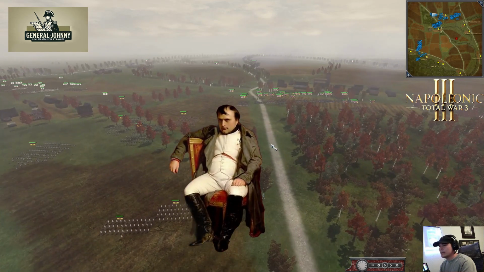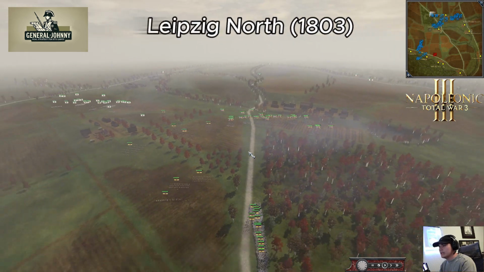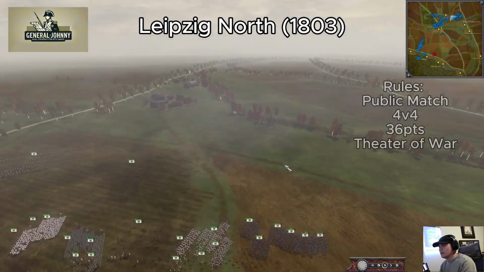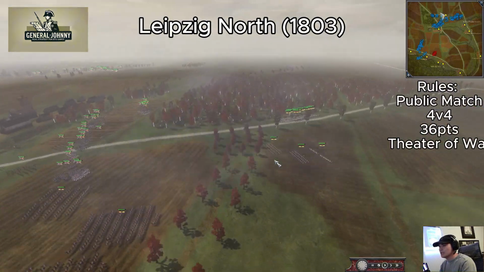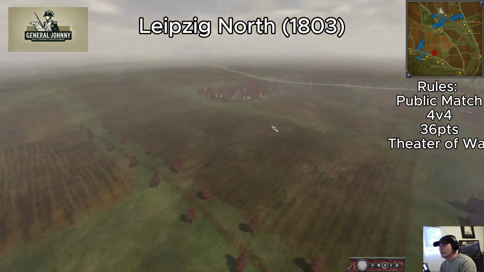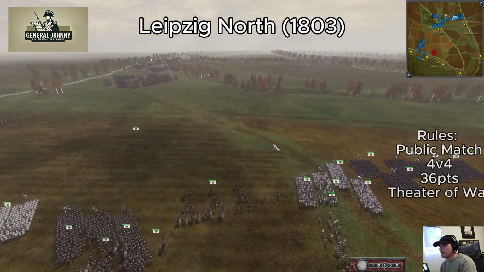We are going to focus today on Leipzig North 1803. This is a TOW match, so Theater of War match. It's going to be 36 points on each side. We'll go over the armies on both of those sides now.